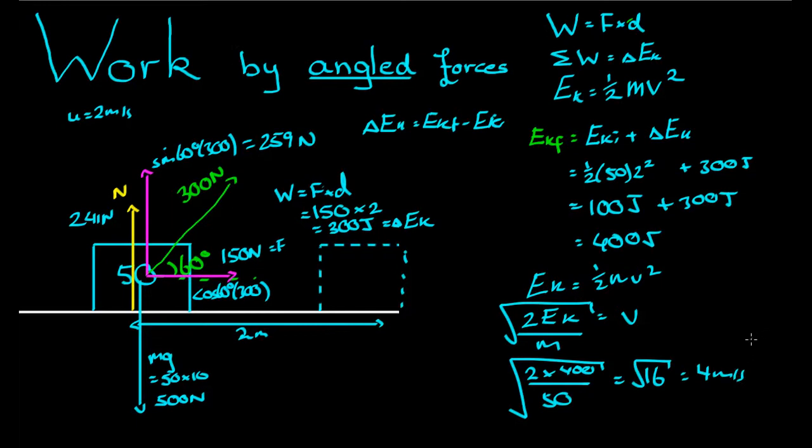Notice something interesting. In the first question we did here, the object that started at rest reached about 3.5 meters per second of speed, or velocity, by the time it reached this location. The object that started at 2 meters per second only reached 4 meters per second. So even though it started with an extra 2 meters per second, it only ended up with an extra half a meter per second of velocity.